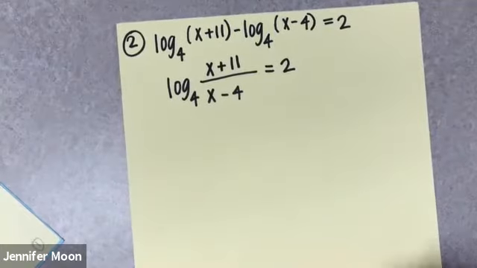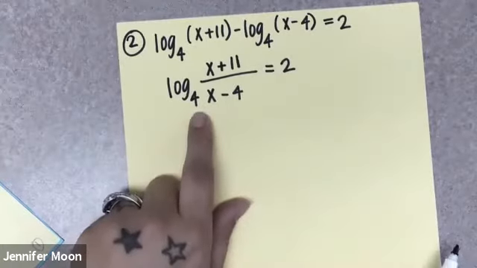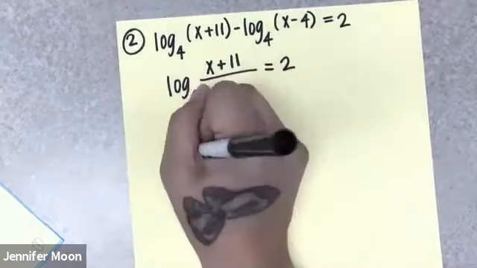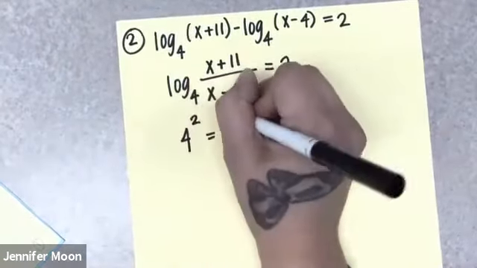Okay, so once you have this, I've done the condensing, right? I went from multiple logs to one log. The next step said to actually change the forms, go into exponential form. Exponential form is b to the x equals a. So here's my b, here's my x, here's my a. So b to the x equals a.